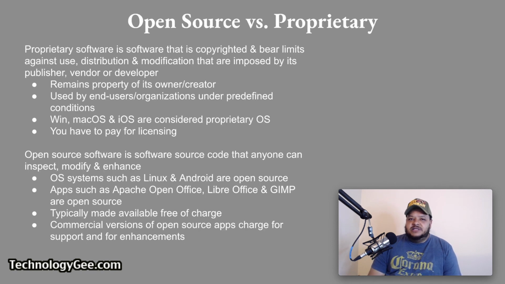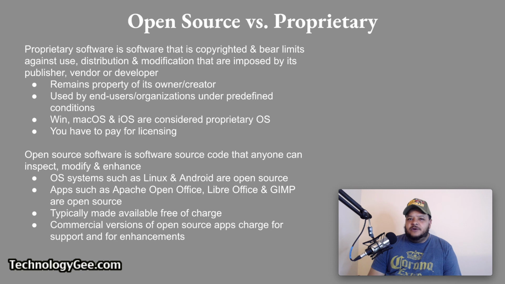Open source versus proprietary. Most commercial apps are proprietary. Proprietary software is any software that is copyrighted and bears limits against use, distribution, and modification that are imposed by its publisher, vendor, or developer. Proprietary software remains the property of its owner or creator and is used by end users or organizations under predefined conditions. Windows, Mac, and iOS are considered proprietary operating systems. You have to pay for licensing.